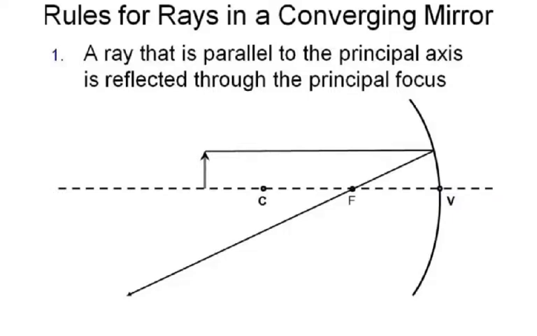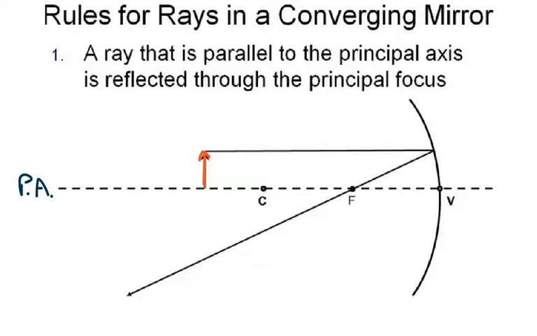Before we even get into drawing the diagrams, we need to know the rules that the light rays will follow as they reflect off of a curved mirror. We will always have a dotted line here, the principal axis. The object will always be indicated by an arrow, with the top of the object pointing up and the bottom of the object resting on the principal axis. And there will be a number of light rays that we're going to reflect from the object to the mirror.